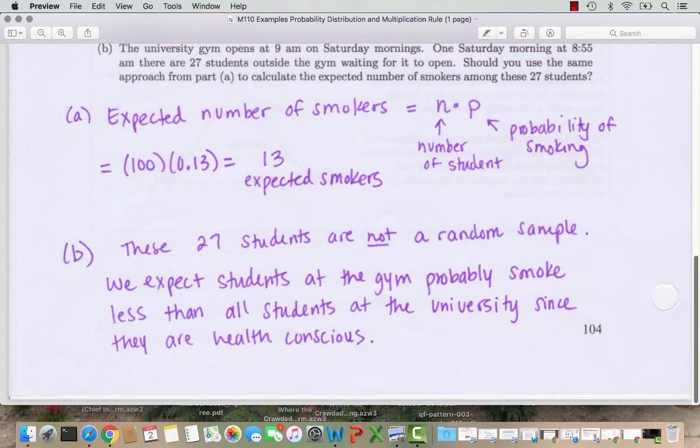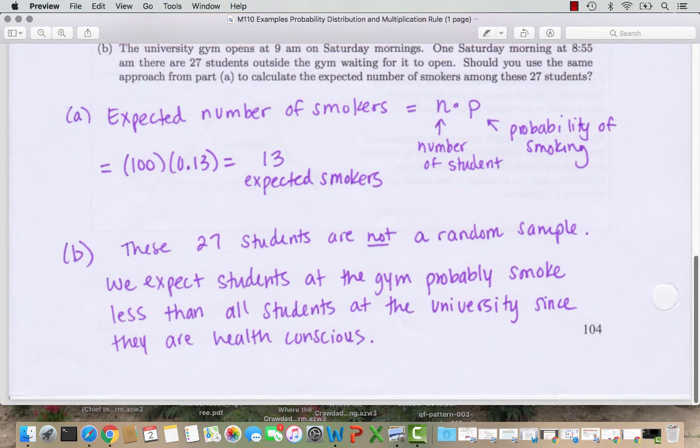Now part B says, what about 27 students gathered outside the gym at 8:55 on a Saturday morning? Can we use these students and calculate the expected number of these students who are smokers? These are not a random sample. So we want to note that these 27 students are not a random sample. So our calculation, the multiplication rule, does not apply.